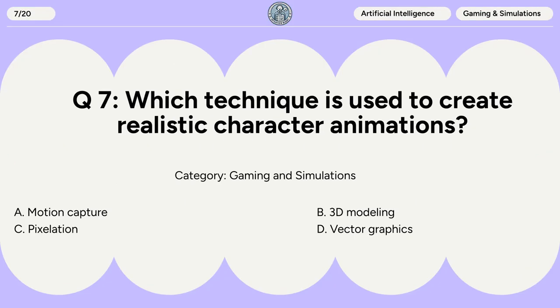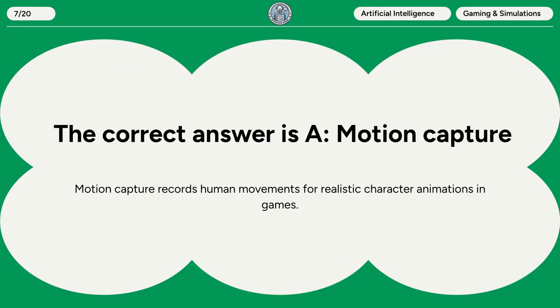Question 7. Which technique is used to create realistic character animations? A. Motion capture. B. 3D modeling. C. Pixelation. D. Vector graphics. The correct answer is A. Motion capture. Motion capture records human movements for realistic character animations in games.